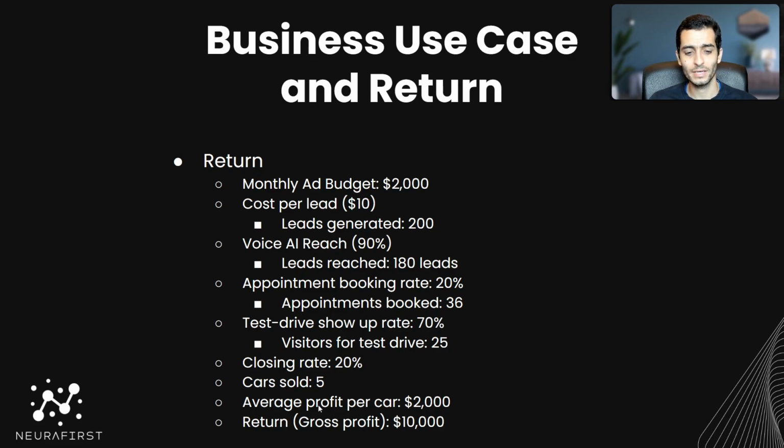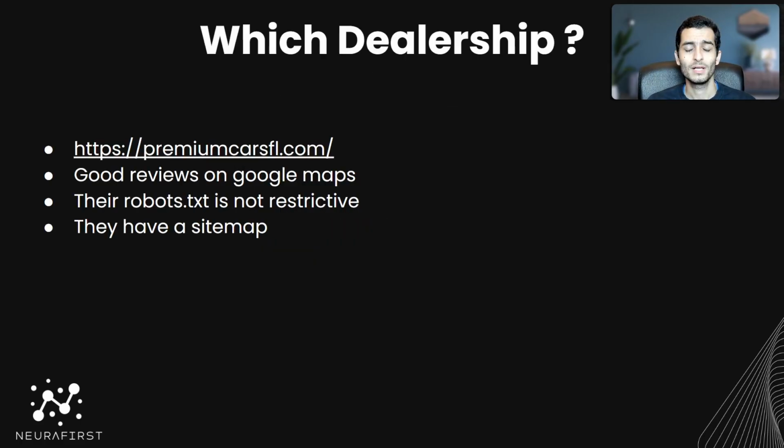And then here again I assume that we have an average profit per car of $2,000. And again, this is also pessimistic because I've seen that on average for used cars, the profit is about $2,500. So 5 times 2,000, we come up with $10,000 gross profit monthly for this AI speed to lead system that incorporates this RAG system.